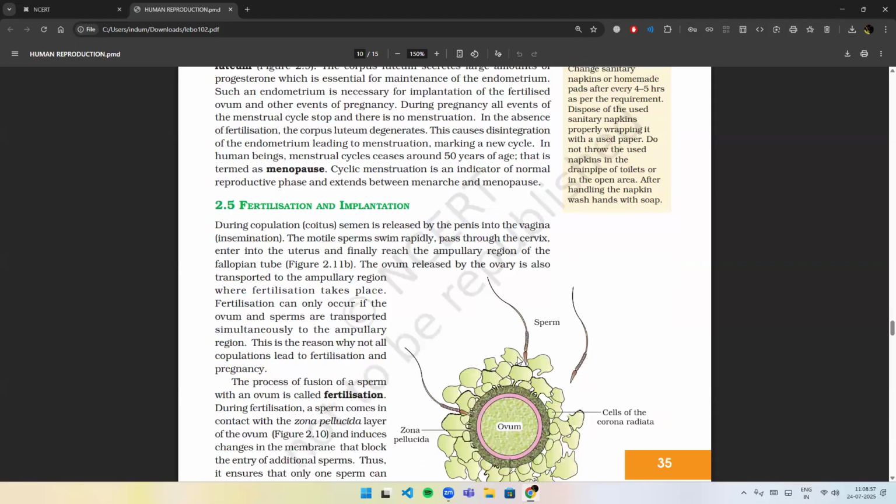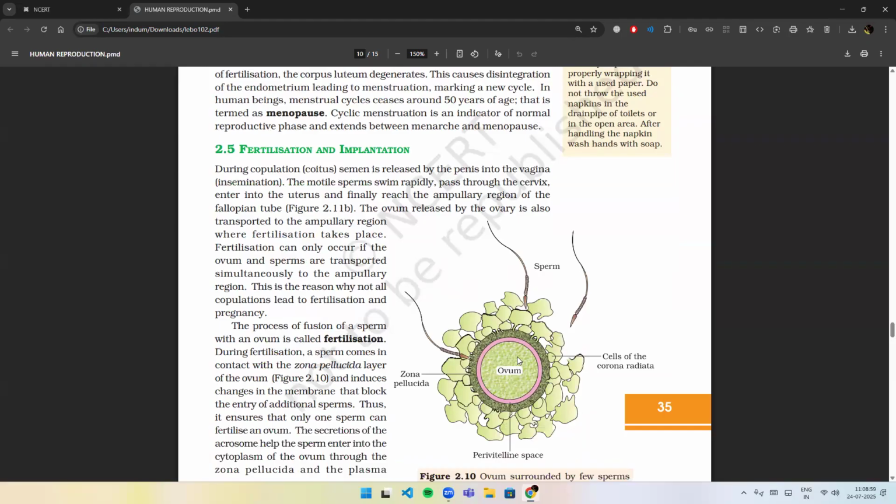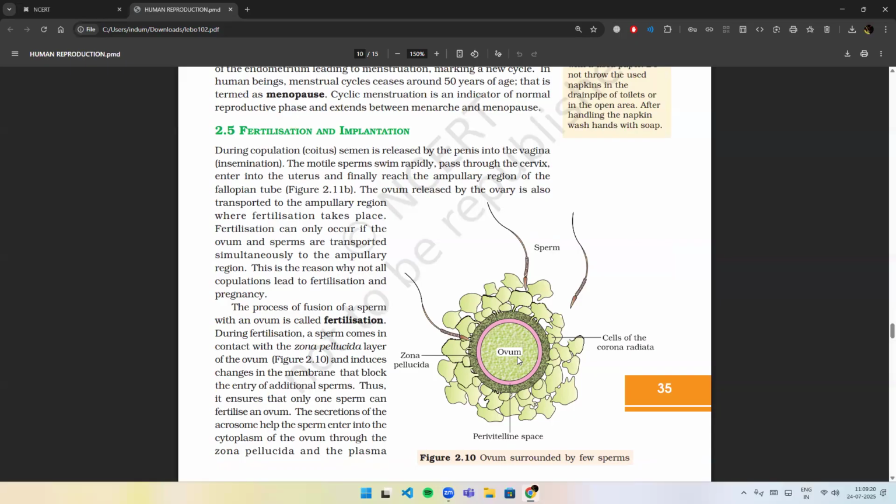Fertilization and implantation. During copulation, semen is released by the penis into the vagina. The motile sperm swim rapidly, pass through the cervix, enter into the uterus, and finally reach the ampullary region of the fallopian tube. The ovum released by the ovary is also transported to the ampullary region where fertilization takes place.